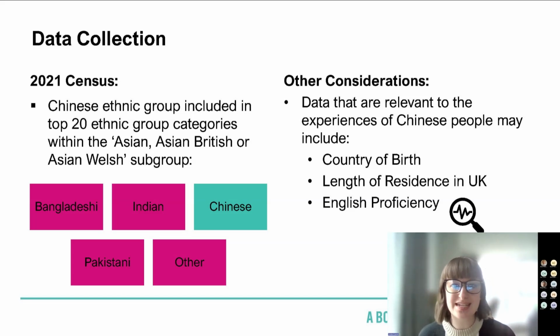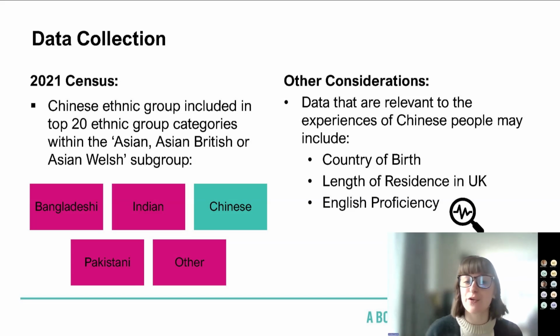In the 2021 census, Chinese was one of the ethnic groups in the top 20 ethnic categories within the Asian overall group. There was a specific ethnic category for Chinese, which meant we were able to do a lot of that multivariate analysis, meaning we could investigate things like Chinese ethnic group by housing, by education, by general health.